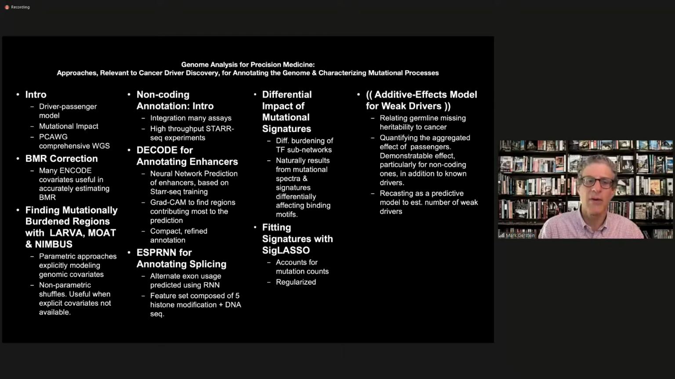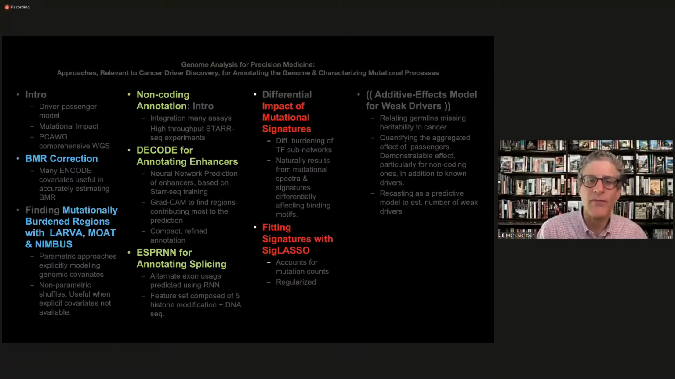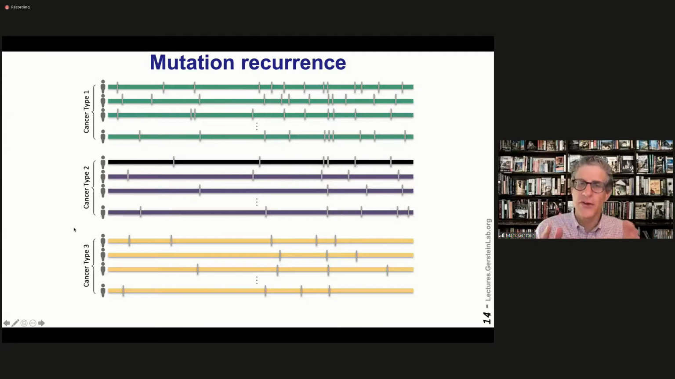So here's an outline for what I want to talk to you about today. Basically, I want to talk to you about this background mutation rate and some tools that we've developed for correcting it and finding regions that are more mutated. Then I want to zoom in a little bit on what we've done to annotate the non-coding genome. And then I want to talk to you a little about the signatures. And if I have time, I have this added section here. We'll see how it goes with finishing on time, if we have time to talk about that. So let's begin now with the background mutation rate. I'll just introduce the concept.